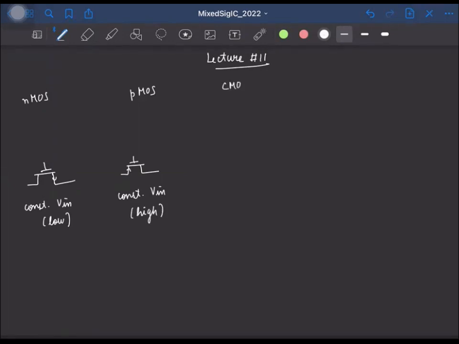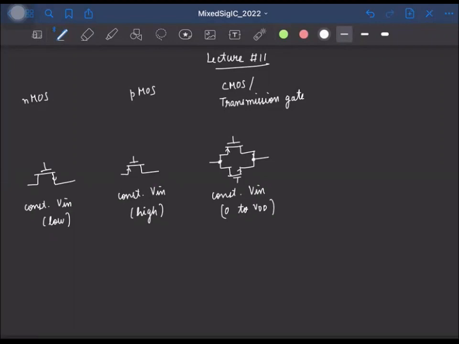We also have the CMOS switch, also called the transmission gate switch, which is essentially a parallel combination of the PMOS and the NMOS switch. And we can use it in cases where we need to pass constant input voltage ranging all the way from 0 to VDD.